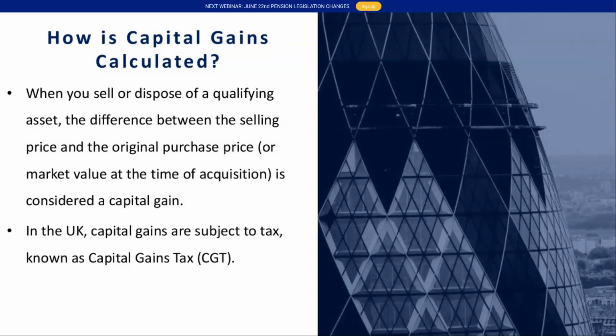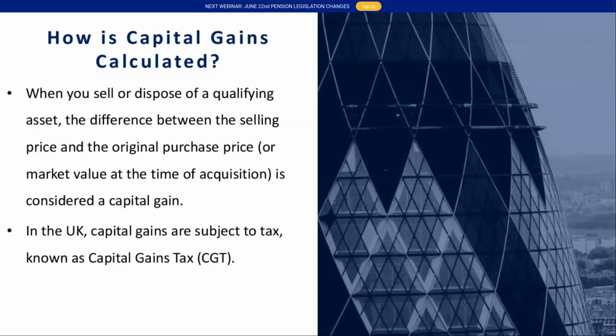For higher rate and additional rate taxpayers, you get a tax rate of 20% on gains above the tax-free allowance, up to the basic rate threshold, and 40% on gains exceeding the basic rate threshold.